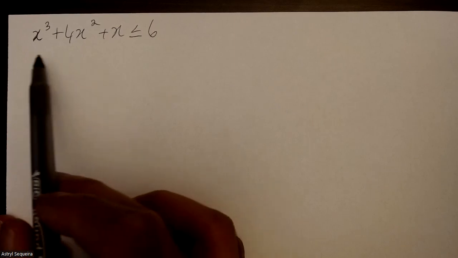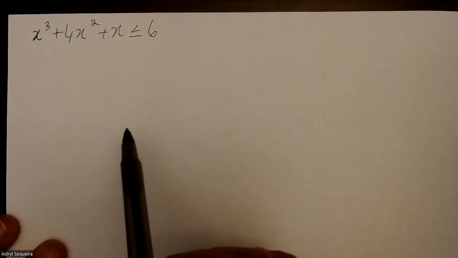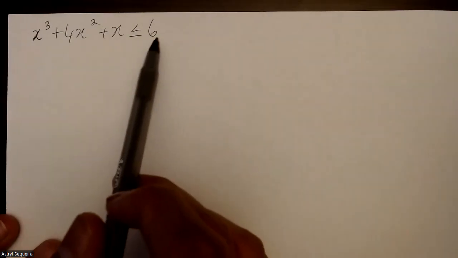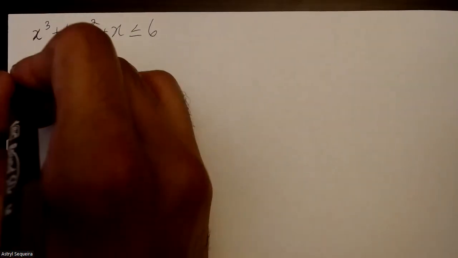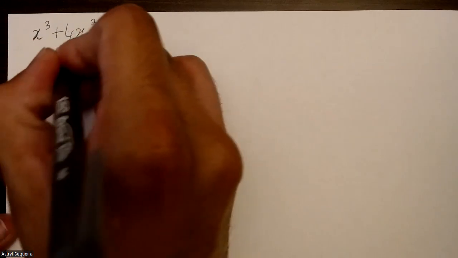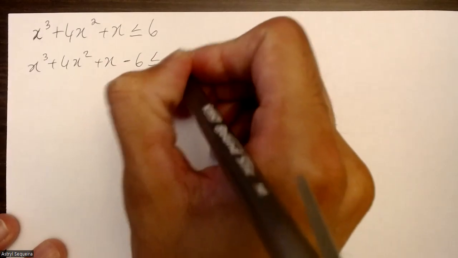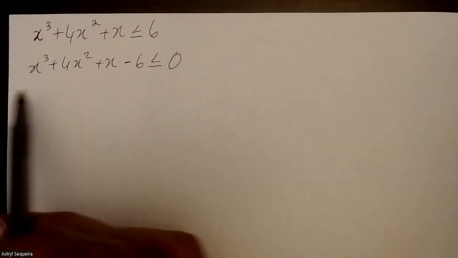All right, so we want to solve this polynomial inequality over here. The first thing we need to do is make sure that one side is 0. So I'm going to move the 6 and subtract it on the other side. And now we need to factor this over here.